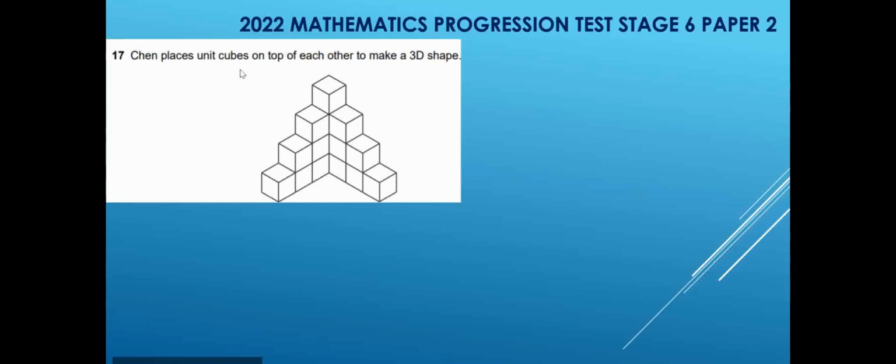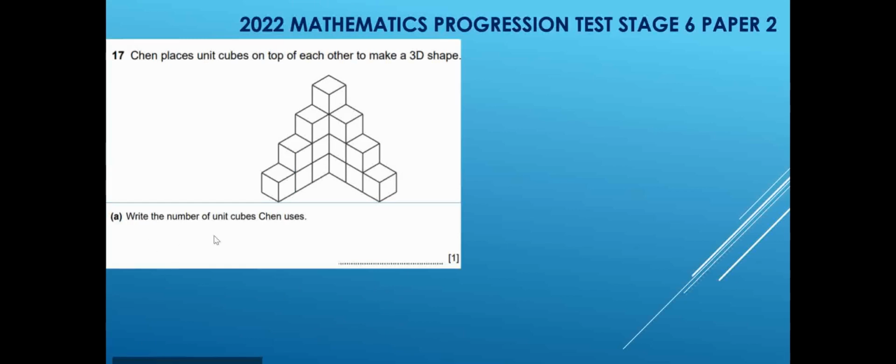Chen places 10 unit cubes on top of each other to make a 3D shape. Write the number of unit cubes Chen uses. 10 seconds. Let's reveal the answer. So this is 16.